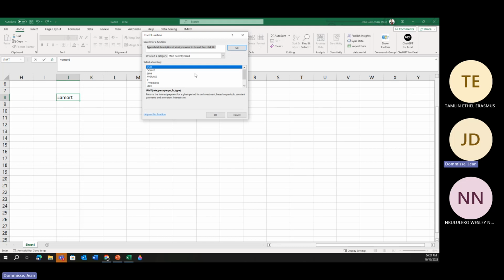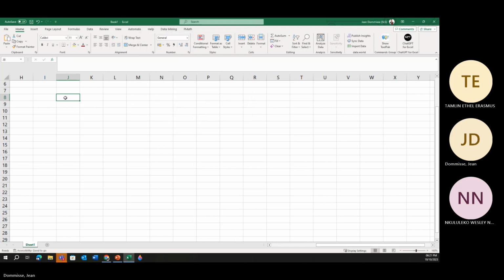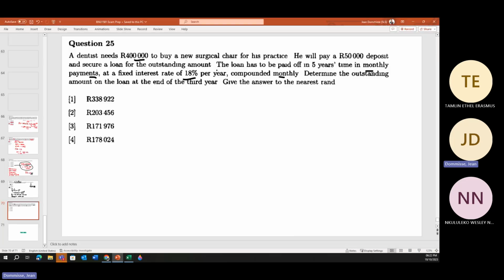Check the amortization. Also not here. Why is this not working tonight? Okay, so let's just follow the normal way. So if I had the 350.